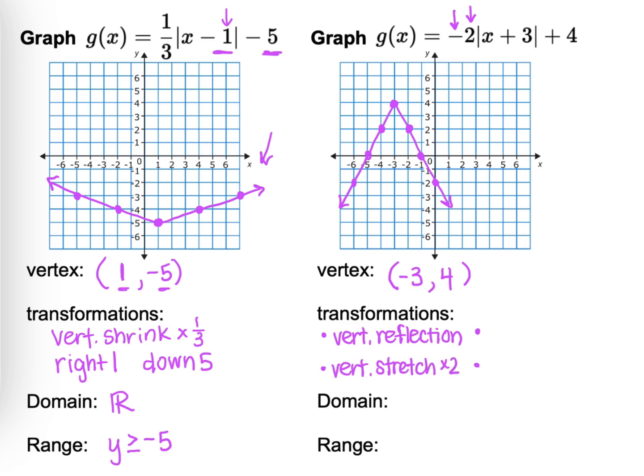And then we have our shifts. Looking at the vertex is the easiest way for me to think about it. We shifted left 3 and up 4.